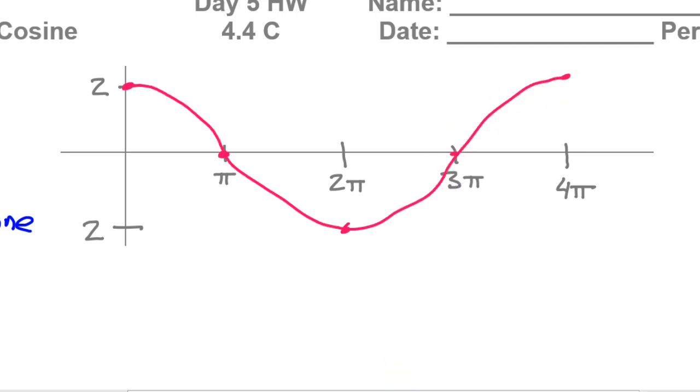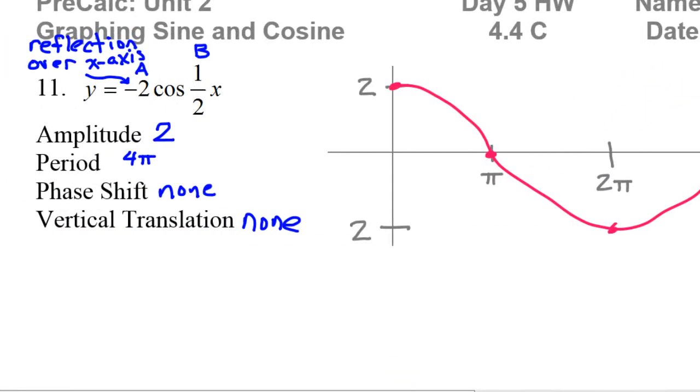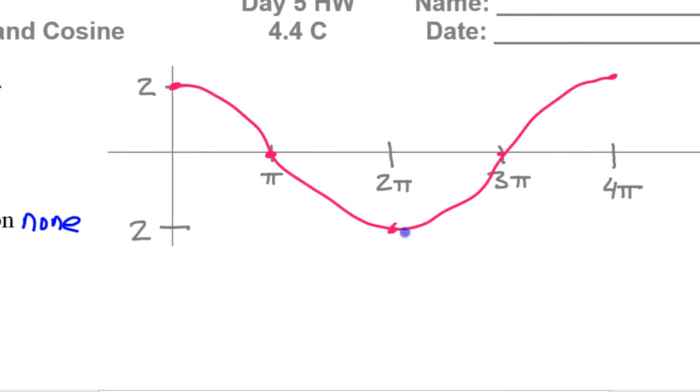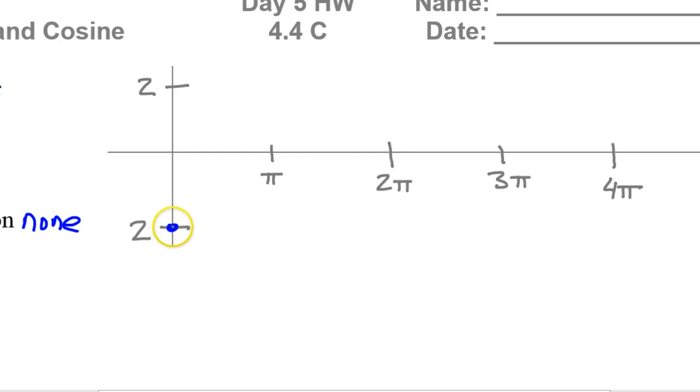Alright, but the only thing that's going to change that right now is this negative sign in the front. We need a reflection over the x-axis, so this whole thing needs to turn upside down. That means instead of starting up high, we're actually going to start down low and then go up from there. So we will put the first point here, and then we will drift to the midline, and then we'll go to the highest point, and then back to the midline, and then the lowest point. So this is what the actual graph will look like.